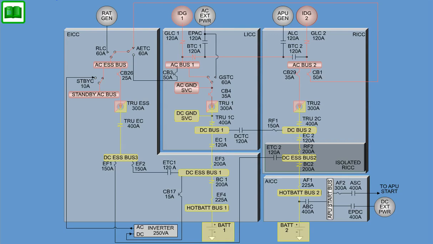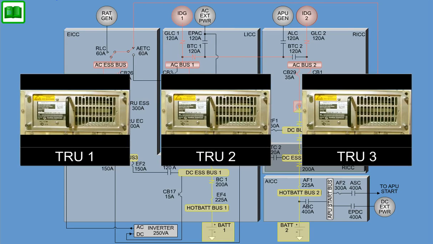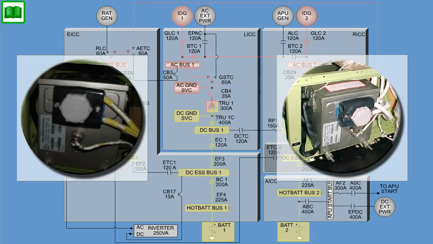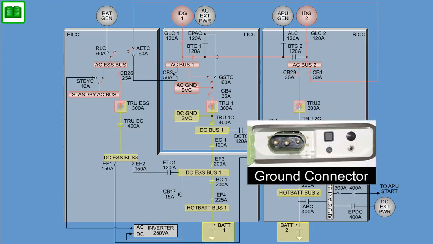DC power is generated by 3 transformer rectifier units, 2 accumulator batteries, or an external DC power connection.